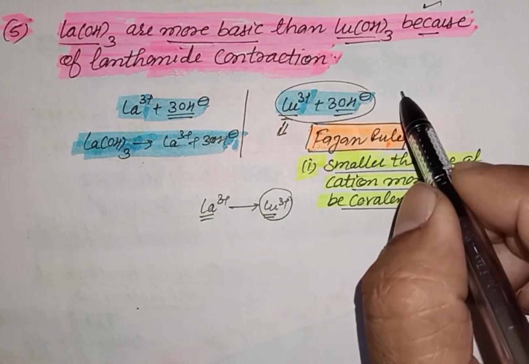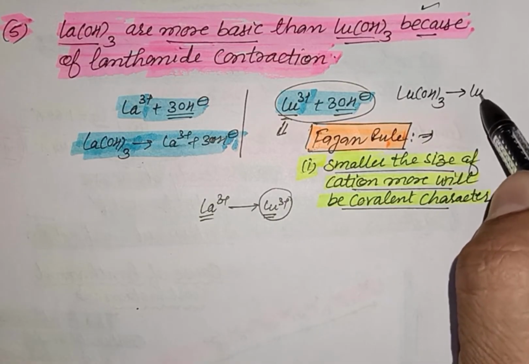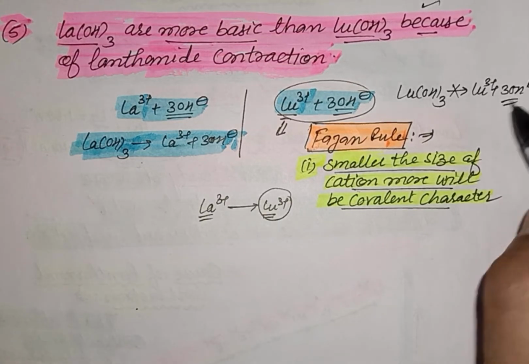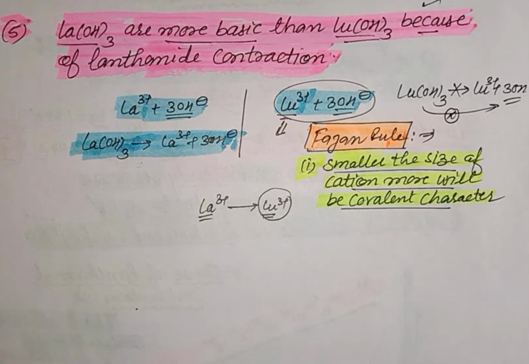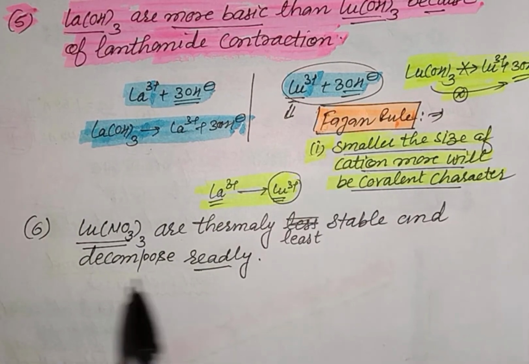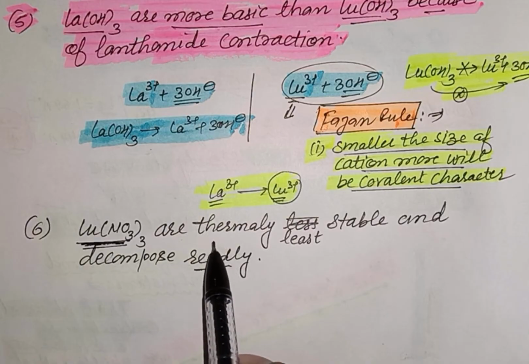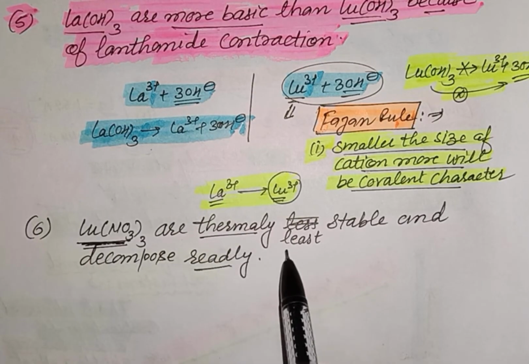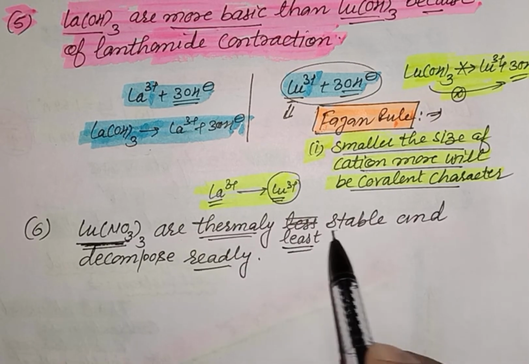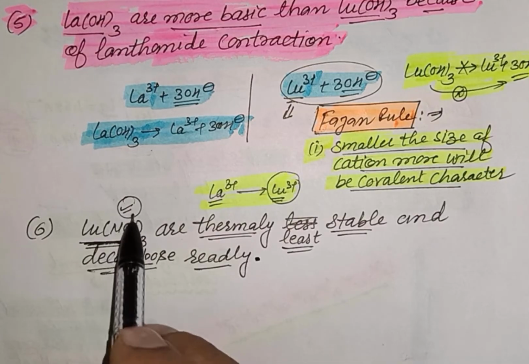So if lutetium trihydroxide is covalent, it will not dissociate easily to release OH negative ion, so it will become the least basic. Lutetium has the highest covalent character, so lutetium trinitrate will be the least stable towards heat and it will decompose easily. So lutetium trinitrate is thermally the least stable and it will decompose readily among the nitrates of the lanthanoids.